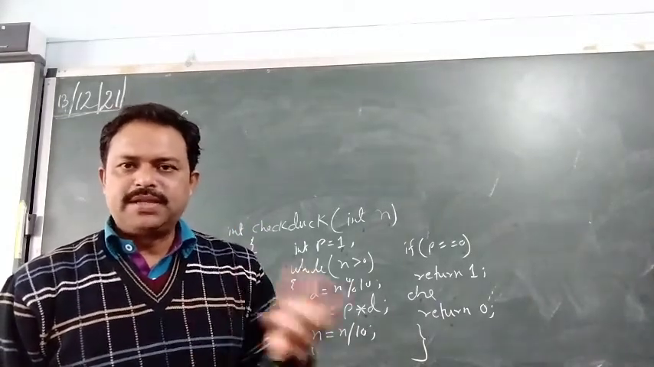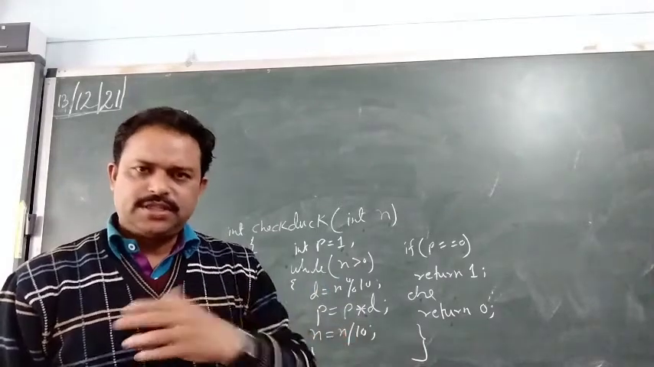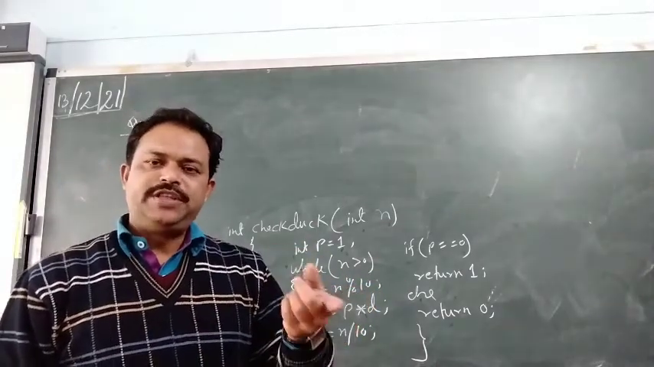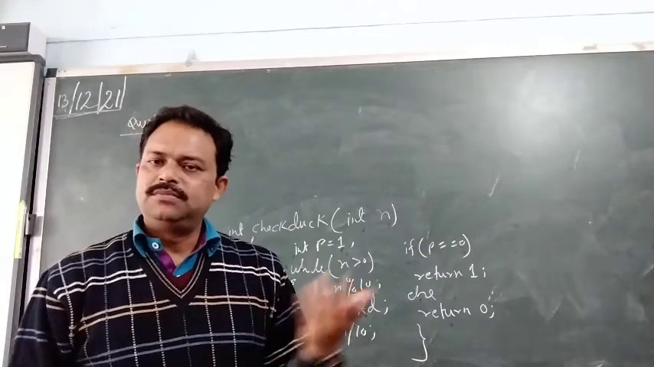How will you check whether a number is a duck number, whether 0 is there or not? Just do the multiplication of all the digits. If any 0 is there, the overall result will become 0.